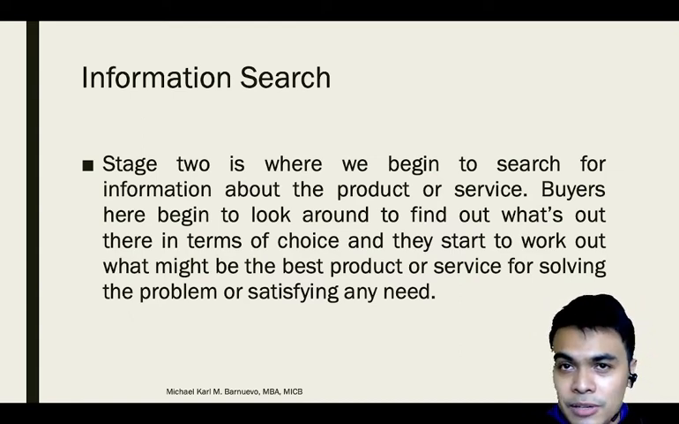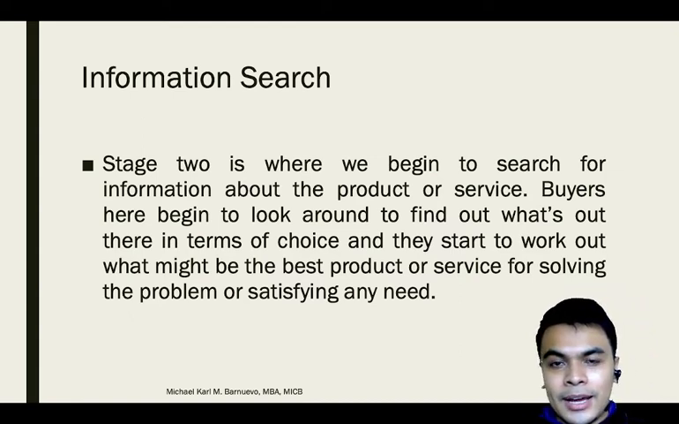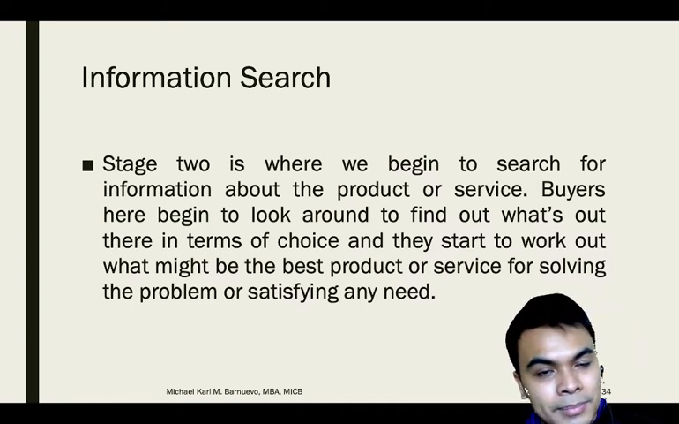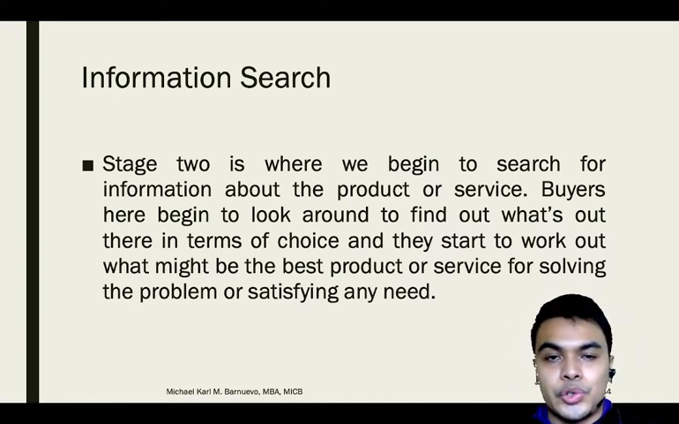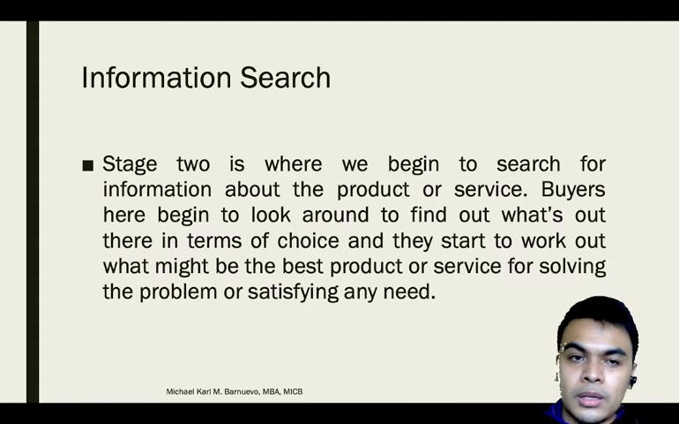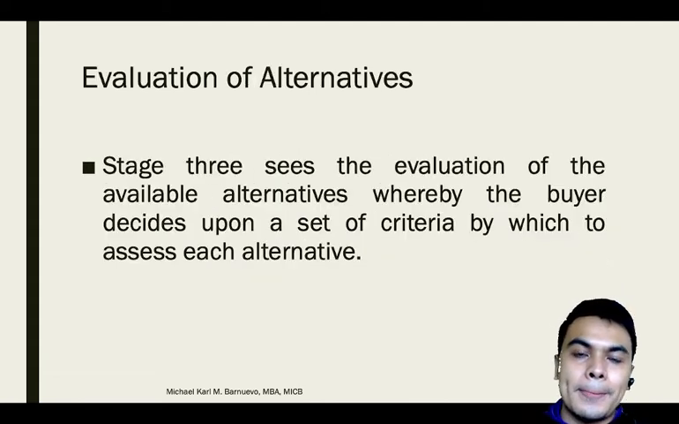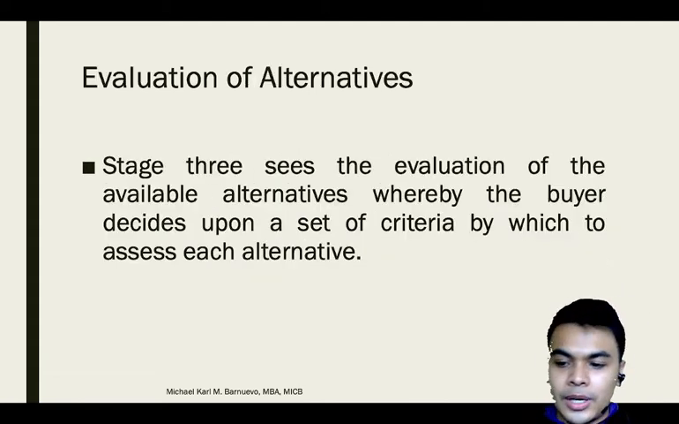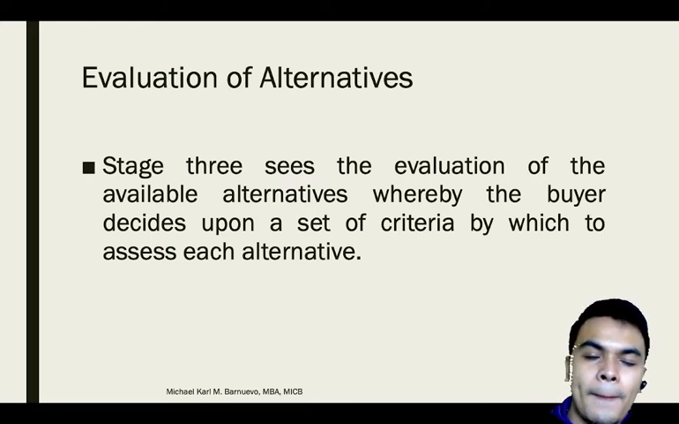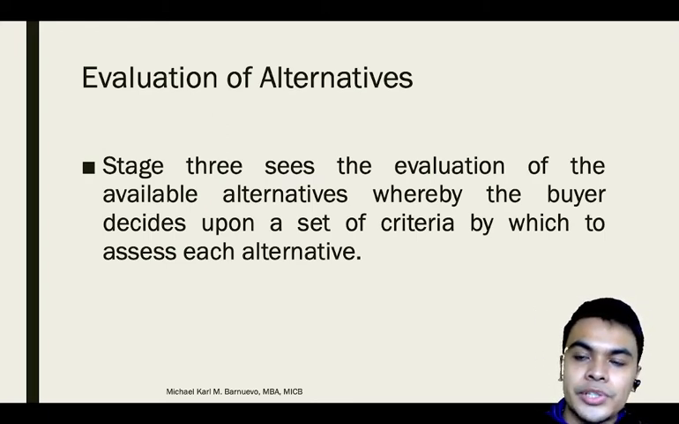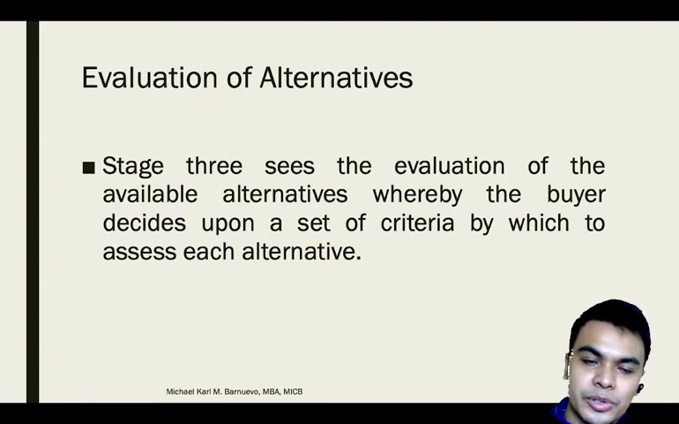Hindi naman tayo, especially for, di ba, high or expensive products, hindi tayo bili ng bili basta-basta. We search for information which product would satisfy my need. Ayan. So, nag-search na ako. Nakapag-search ako ng Samsung, ng Oppo, Xiaomi, ano pa ba ibang brands? My Phone, meron pa bang My Phone or Cherry Mobile?